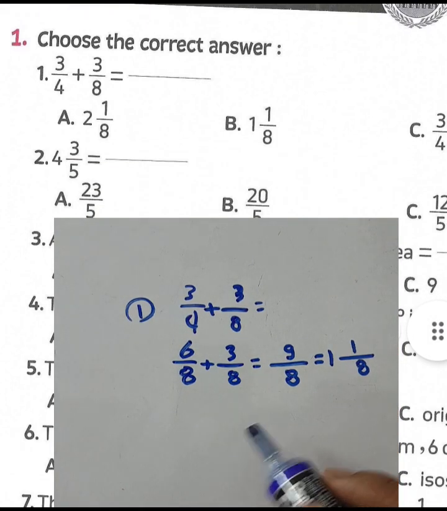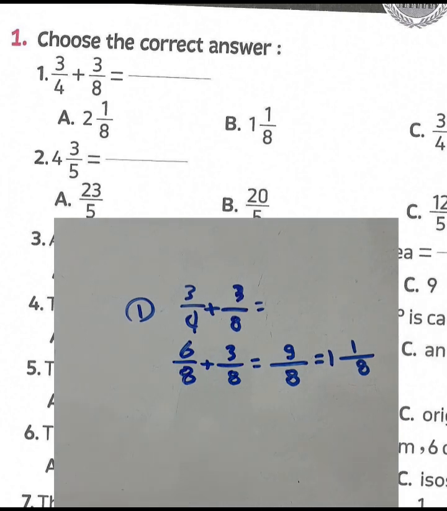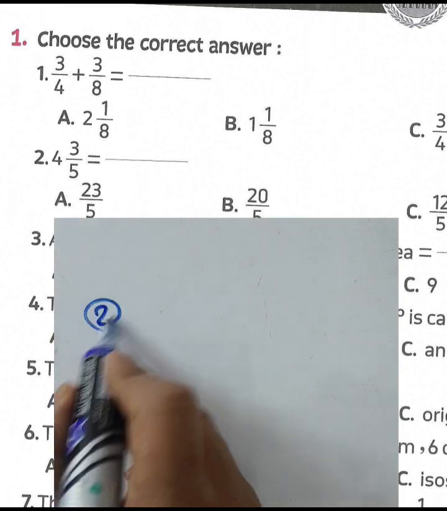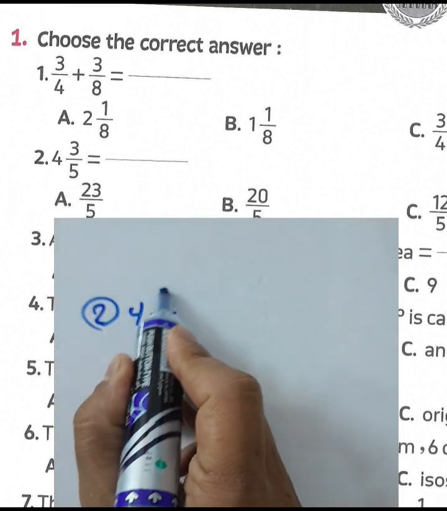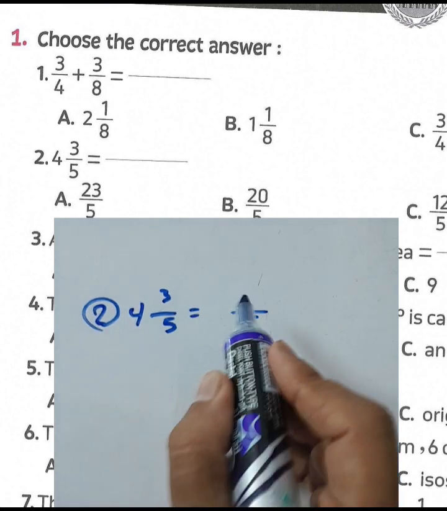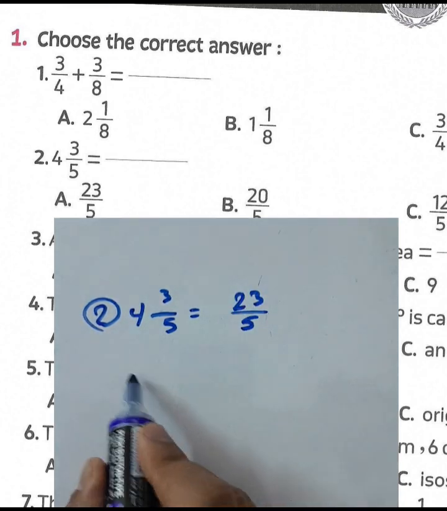Number 2, 4 and 3 over 5. We can convert this number from mixed to improper. 4 and 3 over 5, we can write 5 in the denominator. 4 times 5 equals 20. 20 plus 3 equals 23.